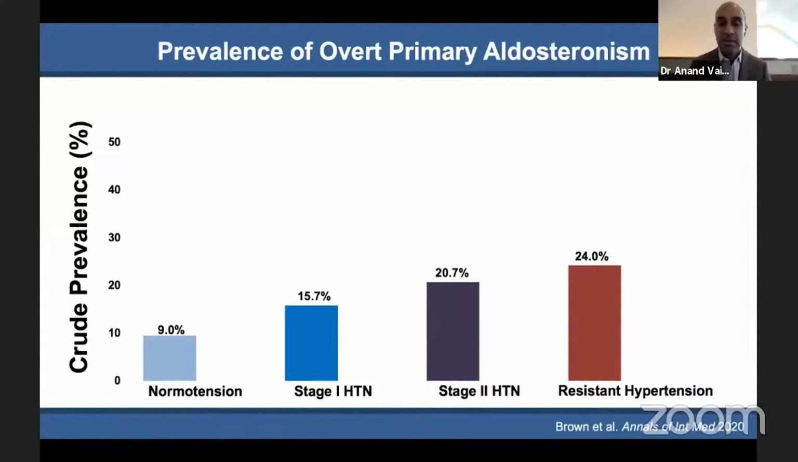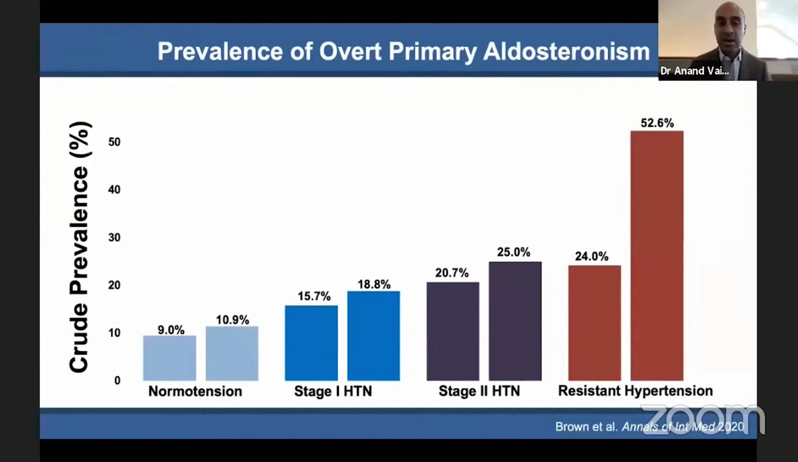You can increase this prevalence by saying, if the renin is suppressed, how high is the prevalence? So if your patient has a low renin, a very low renin, the prevalence is even higher. 11% in normotensive, 20 to 25% in hypertension, and almost half of resistant hypertensives. Okay, so if a resistant hypertensive patient has a suppressed renin, 50% chance that they have overt primary aldosteronism.